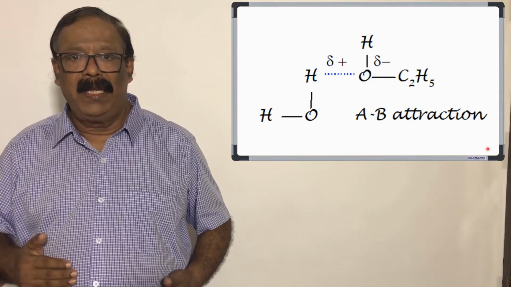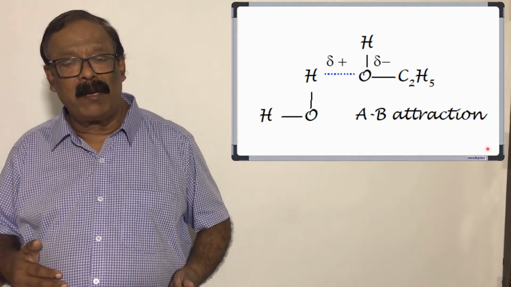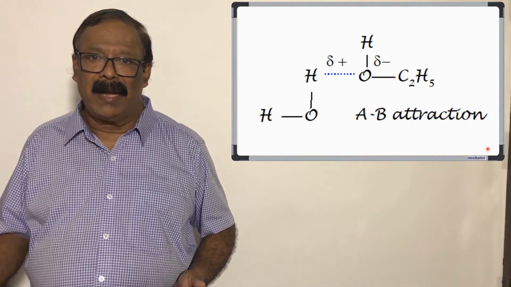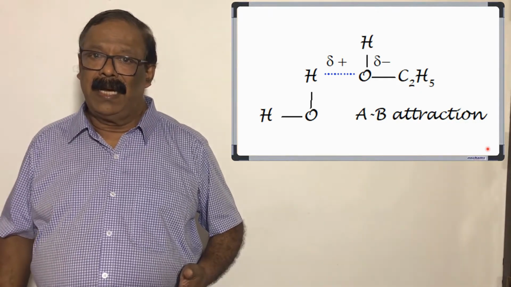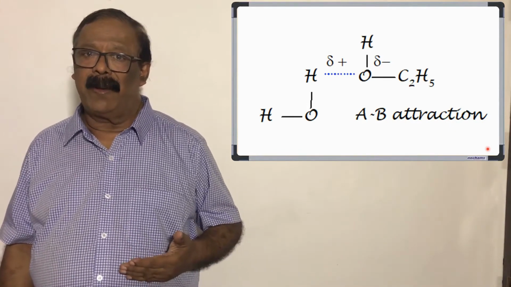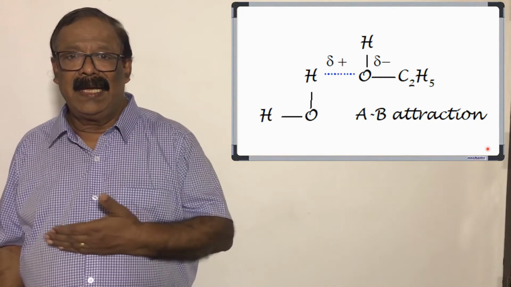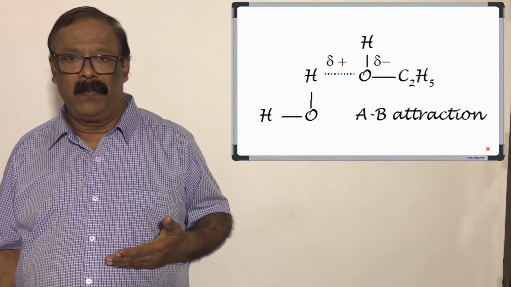So what will be the result of this? More number of water molecules and more number of alcohol molecules are free to go to the vapor phase now. Therefore, the observed vapor pressure will be slightly greater than the value calculated from Raoult's law.